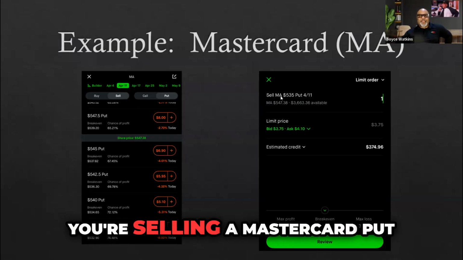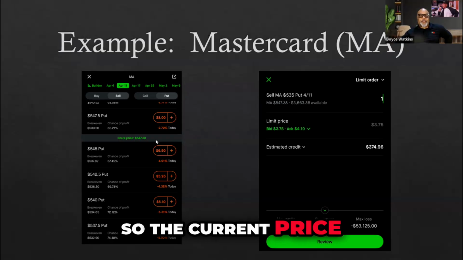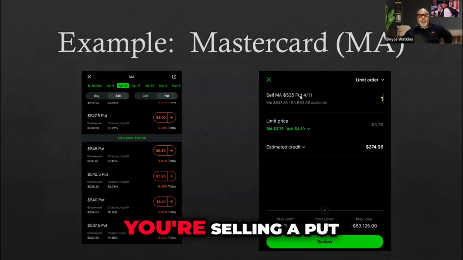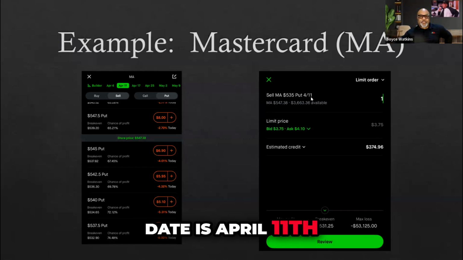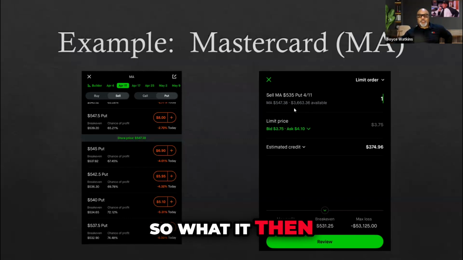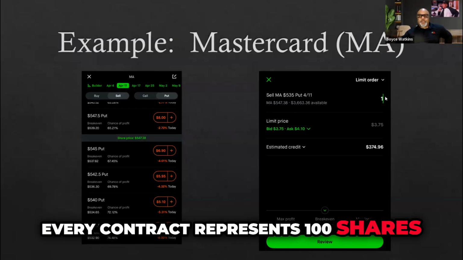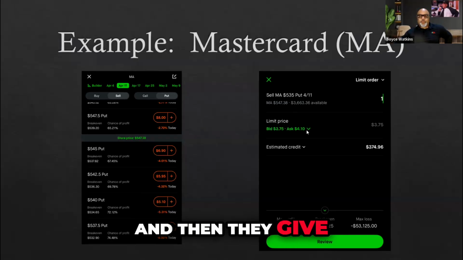You're selling a MasterCard put. The strike is 535. So the current price here is 547. You're selling a put with a strike of 535, and the expiration date is April 11th. And that's clicked here, and it's also put in here. So what it then tells you is how to buy it, right? You put the number of contracts you want right here. Every contract represents 100 shares. I put the number one, and then they give you the prices.